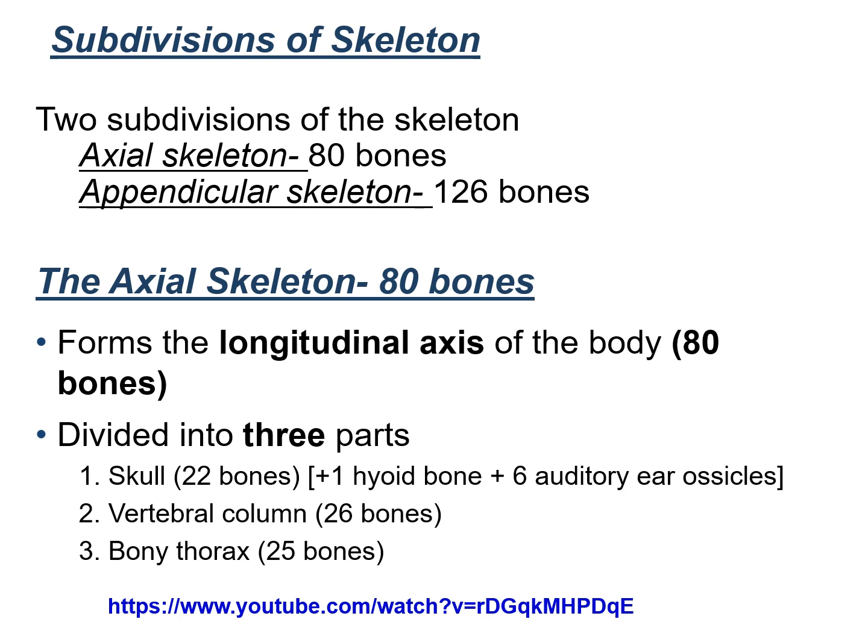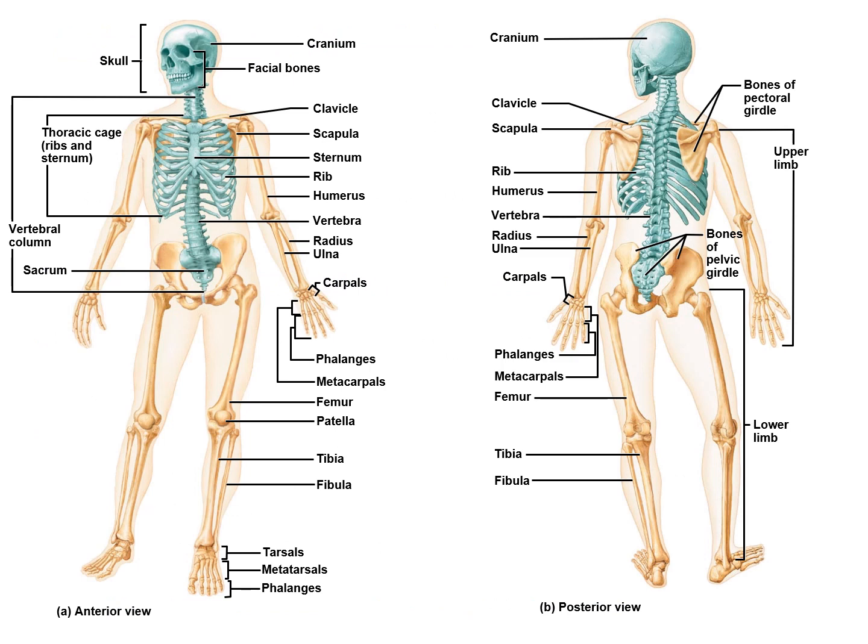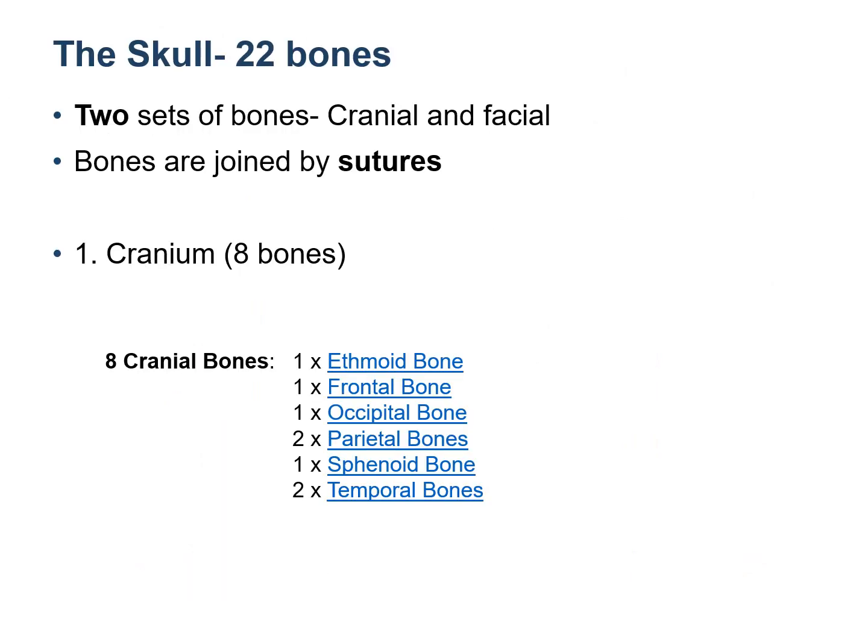In the second part, we're going to learn about 26 bones in the vertebral column. And in the third part, we're going to learn about 25 bones in the chest region or in the bony thorax. The figure gives you the anterior and the posterior view of the human skeleton. The axial skeleton is shown in greenish blue color, while the appendicular skeleton is shown in off-white to light brown color. We will start with the skull bones.